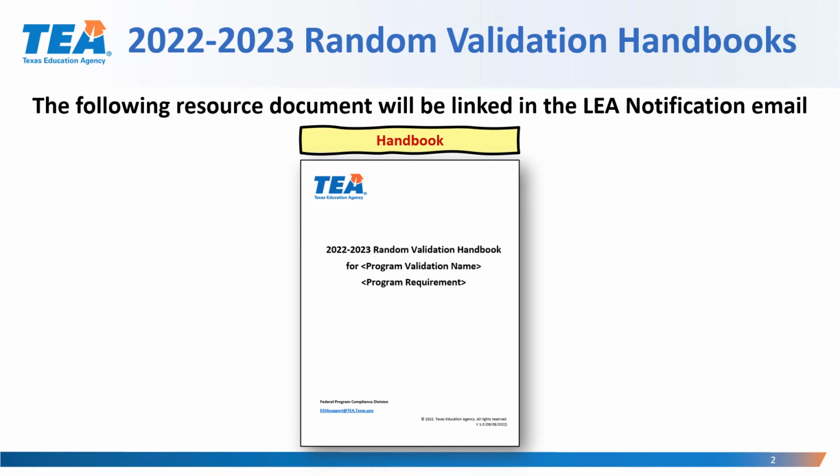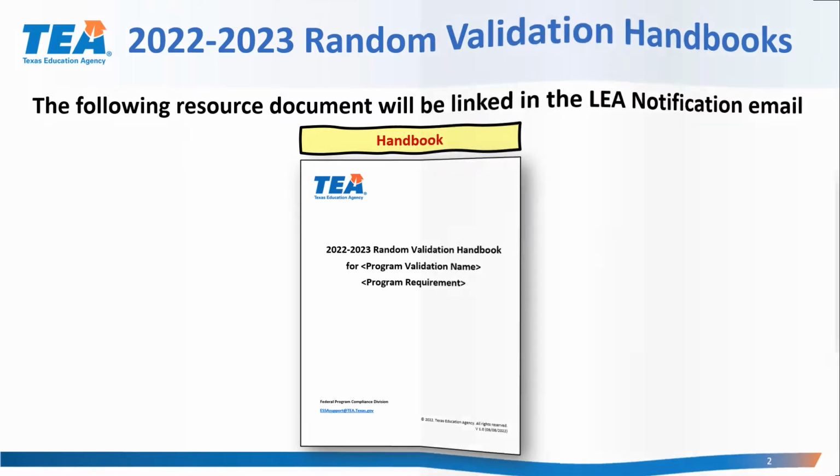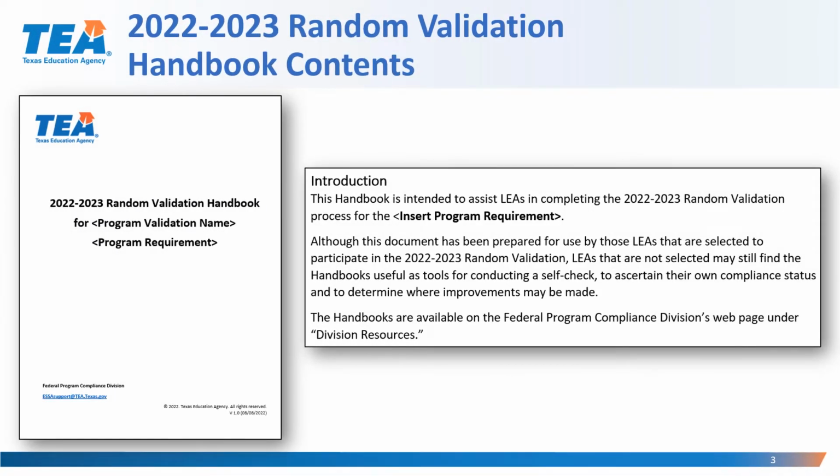When LEAs are notified that they have been selected for a random validation, there will be a link in the email to the particular handbook that pertains to the program and the program requirement that the LEA was selected to participate in. The first section of the handbook is an introduction that just provides general information related to the random validation process.